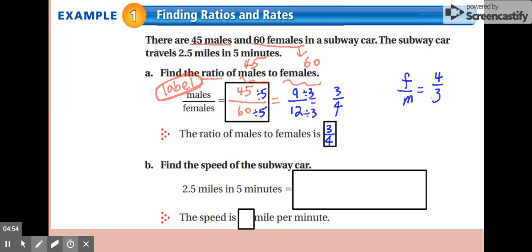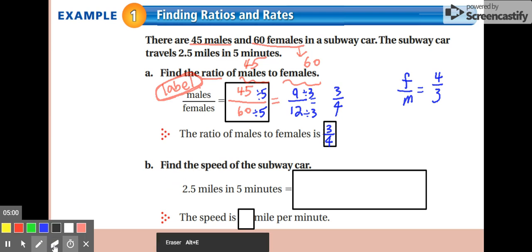All right, so find the speed of the subway car. Now, speed. So it should be a rate, right? We're talking about the rate.